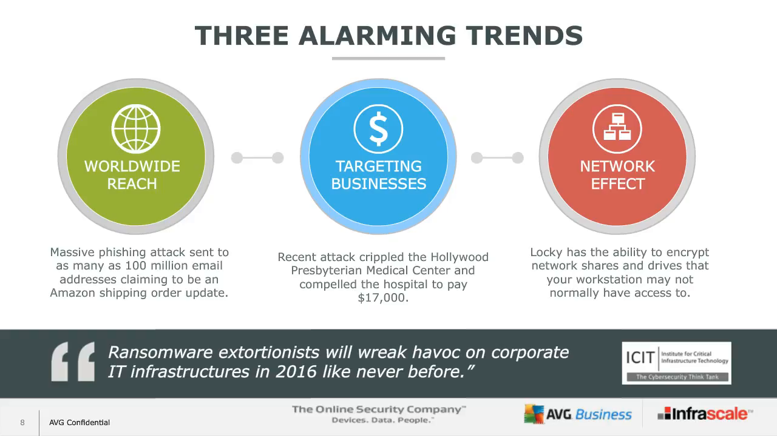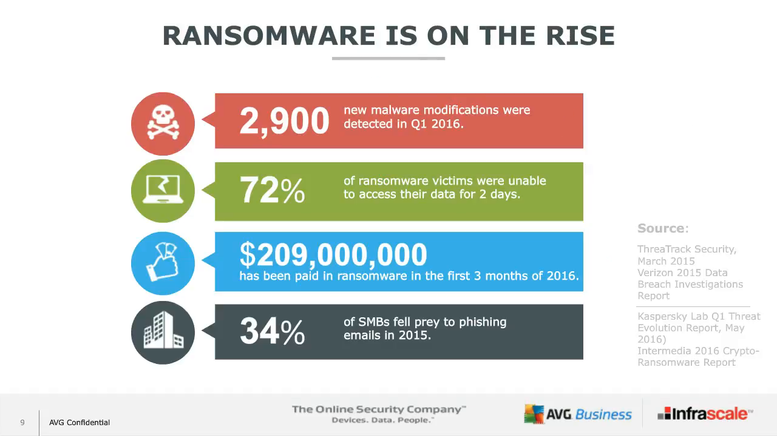So those three trends, coupled with the technological capabilities we've now got that I covered on the previous slide, give us some pretty alarming statistics. So let's look at the numbers. 2,900 new malware modifications were detected in Q1 of this year alone. 72% of ransomware victims are unable to access the data for 2 days. And here's the kicker. $209 million were paid out in the first 3 months of 2016. So if we annualize that, that's roughly $1 billion being paid out in ransomware this year.